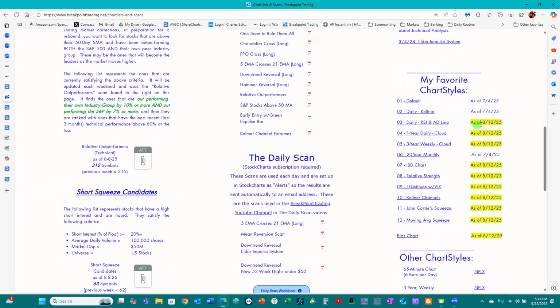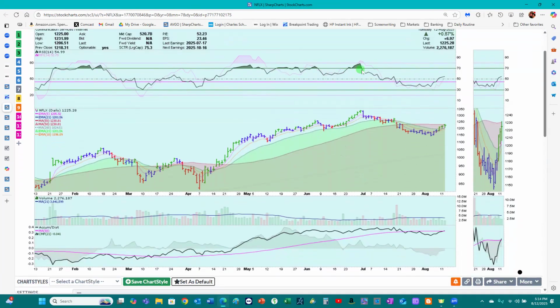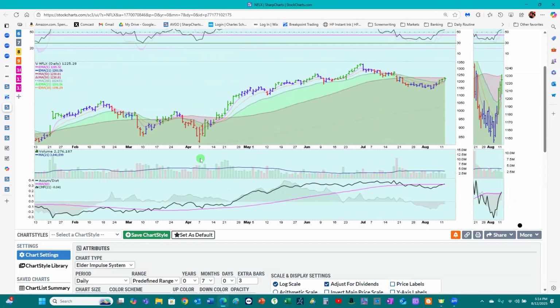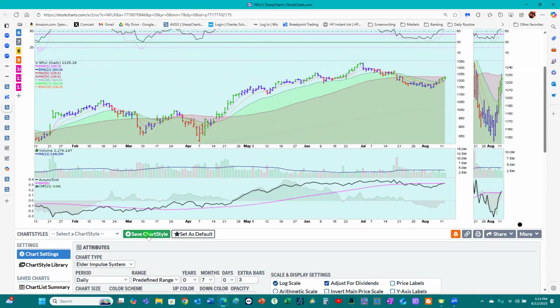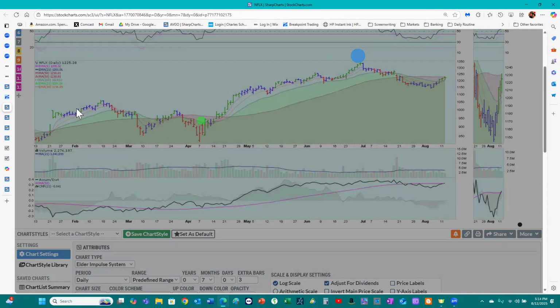I use Netflix as the foundation for it. So if I click on that right there, it shows me the Netflix chart, shows me just exactly what I showed you before. So money flow and RSI at the top, Chaikin money flow and AD line at the bottom. And then you can save this, down here where it says save chart style. You can save it as a new one, give it a number, and then you can identify it and put it in your favorites over here.